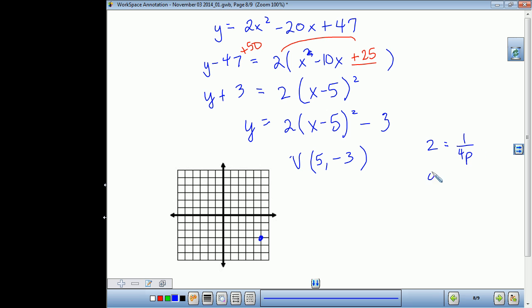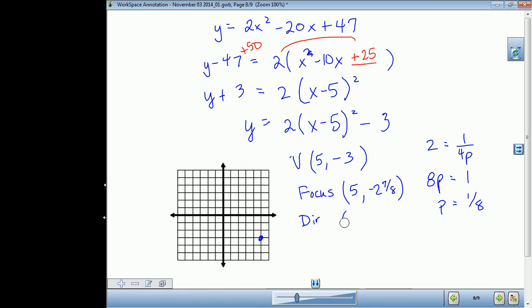So when we get 8p equals 1, p equals 1/8. So we know that the focus would be up 1/8, which would be (5, -2 7/8). The directrix would be down 1/8, so it would be y equals -3 1/8. Okay, and we know this one's opening up, so we could graph everything we have now.